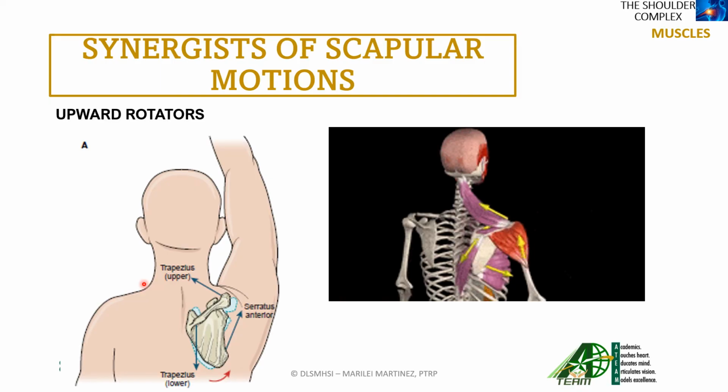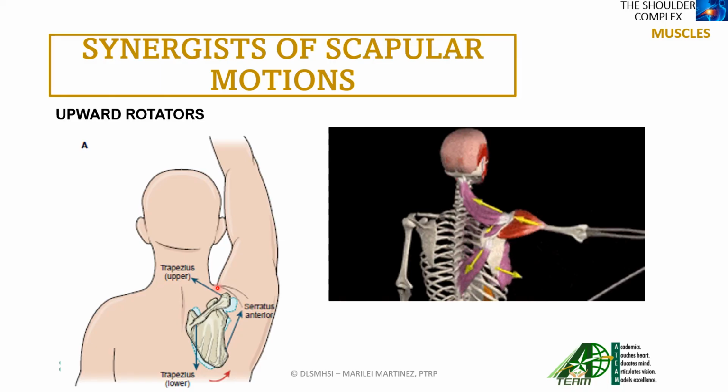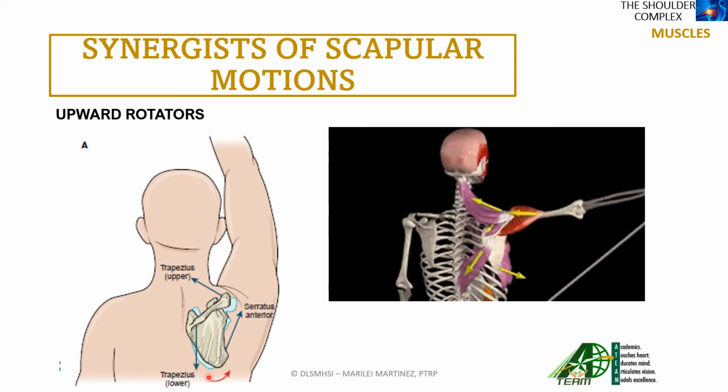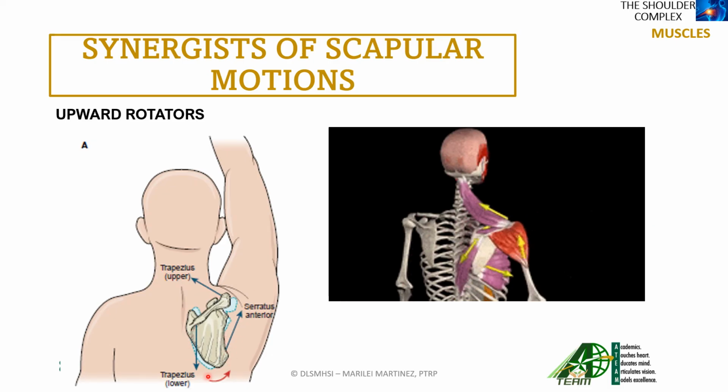For upward rotators of the scapulothoracic joint, we have the upper trapezius, lower trapezius, and the serratus anterior. So they act as a force couple to upwardly rotate the scapula. When we say force couple, it is formed when two or more muscles simultaneously produce forces in different linear directions, although the resulting torque or action will be in one and the same rotatory direction. So in this case, these different linear forces will result in one similar rotatory direction, which is upward rotation of the scapula.